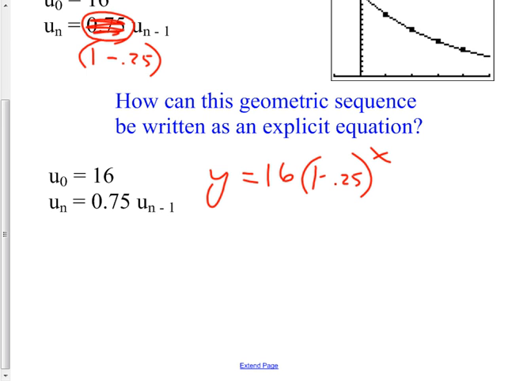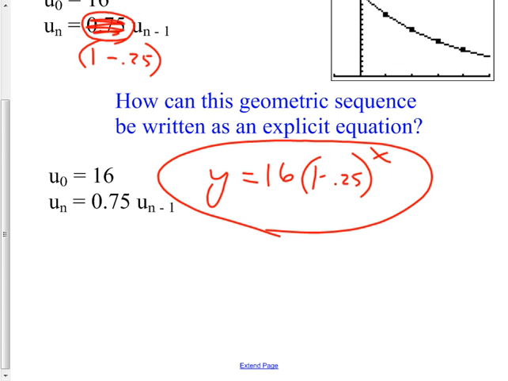Because if you have an x in the exponent, then it's exponential. Something you're going to deal with a lot more next year in pre-calc. But if there's an x in the exponent, then you have an exponential. All right, so now that equation would also create a table, just like what you're doing with your recursive stuff.